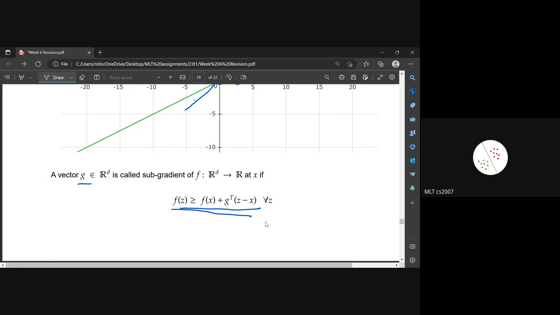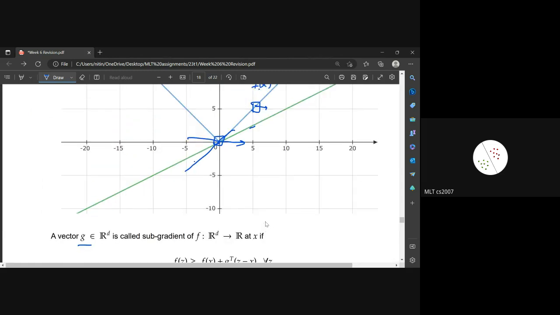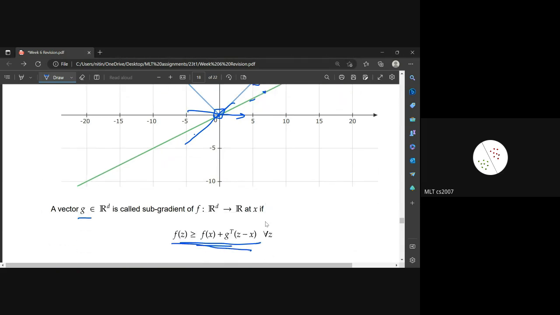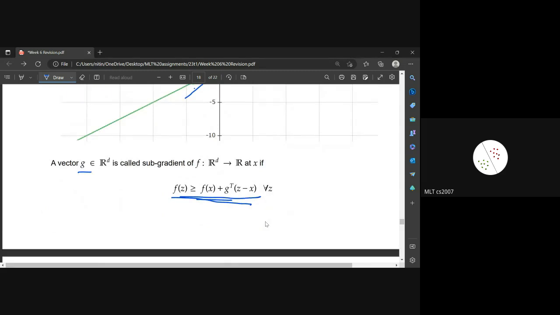So this equation says that you take any point, and your function value is going to be greater than the value given by that vector at that point. Generally, this vector is nothing but the slope.